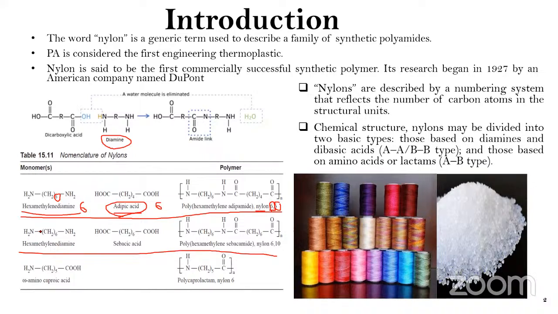If I take this example, tell me how much carbon is present in this diamine group? 6. And how much carbon is present in this sebacic acid? Sorry, the formula here should be 8. I'm sorry, this should be 8, then 10. It will be 10. So what can be the nylon name of this final product? Nylon 6, nylon 10. Yes, nylon 6, nylon 10.